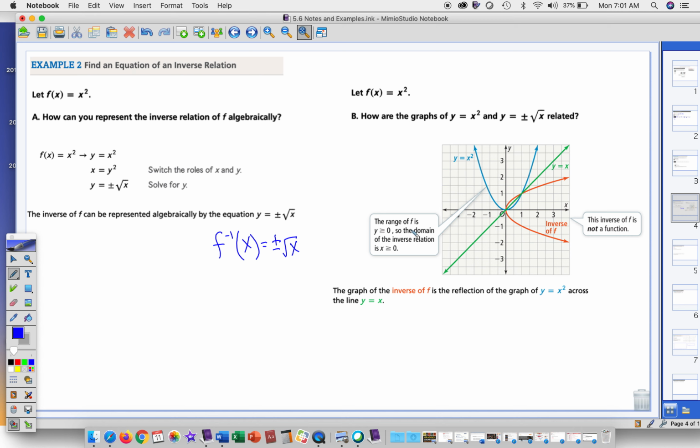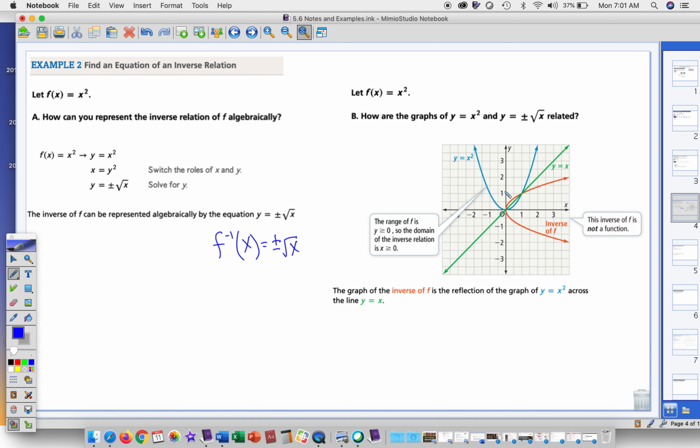So this says the range of f is y greater than or equal to 0, so the domain of the inverse is x greater than or equal to 0. So domain and range interchange for all of these inverses. The inverse is not a function.